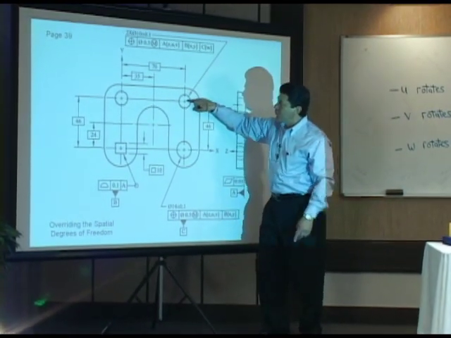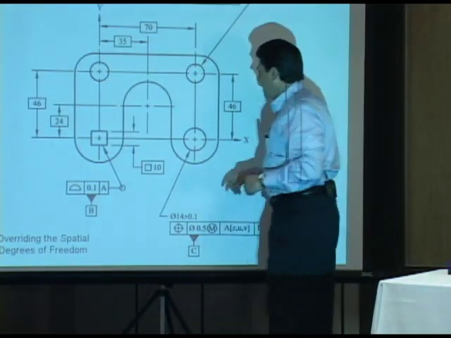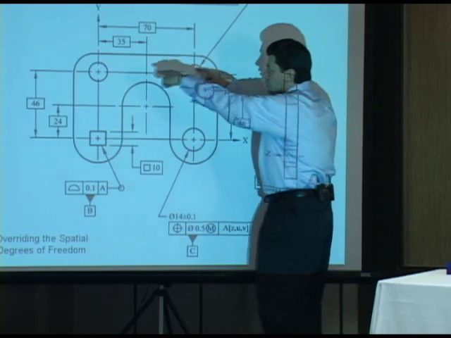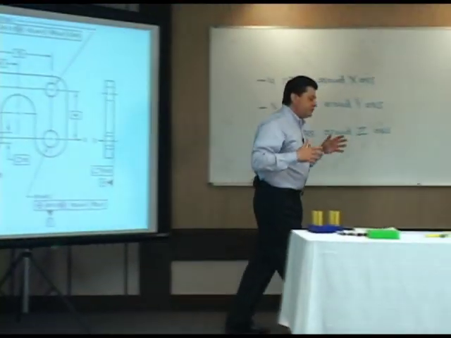It's saying that these holes, for their rotational aspect, are controlled by this hole. So these two holes can't rotate, and this is what stops it. Now, how would we do that?